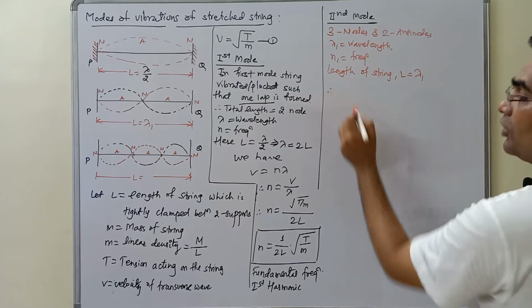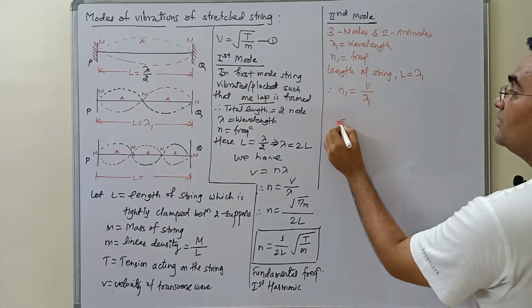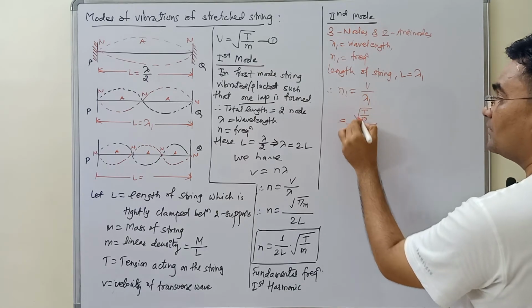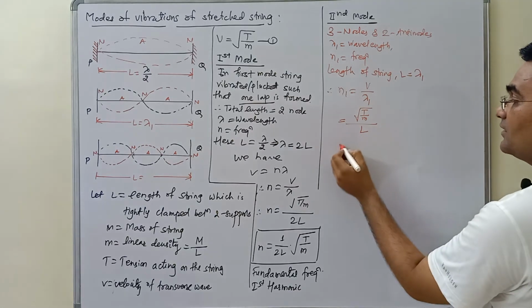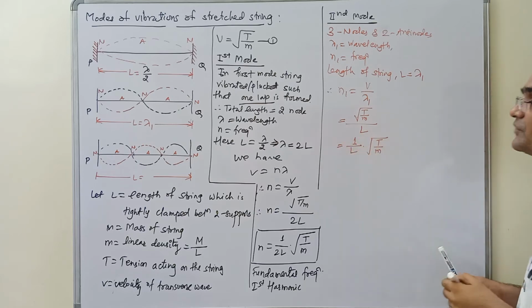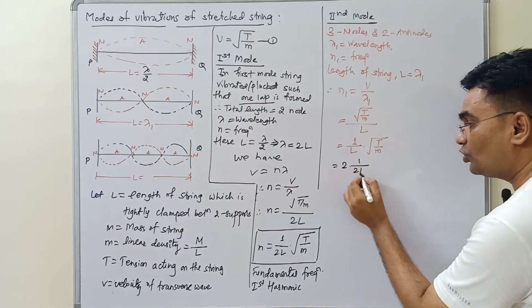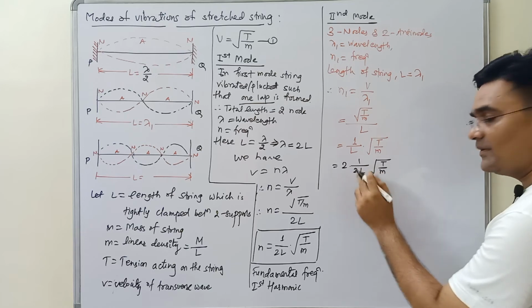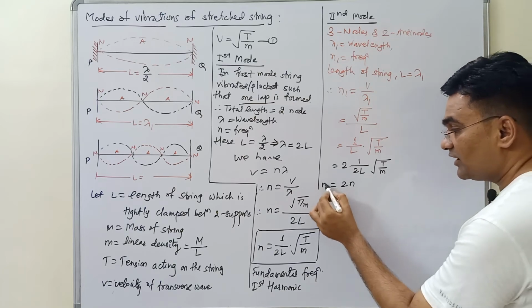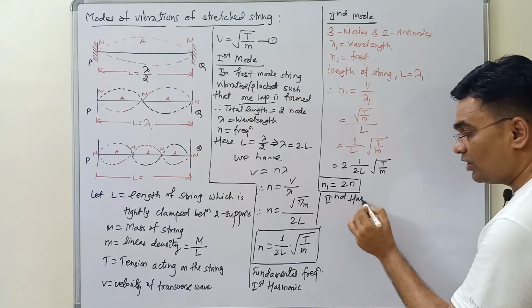Lambda 1. Then again using the formula, I can say here also N1 equals V upon lambda 1. V is root of T upon M, divided by lambda 1, which is L. So it will be 1 upon L into root of T upon M. I am just adjusting the term so that it is 2 into 1 upon 2L into root of T upon M, multiplied and divided by 2. So this value is nothing but N. So here I will get 2 times N. So N1 is equal to 2N. This is called as second harmonic.